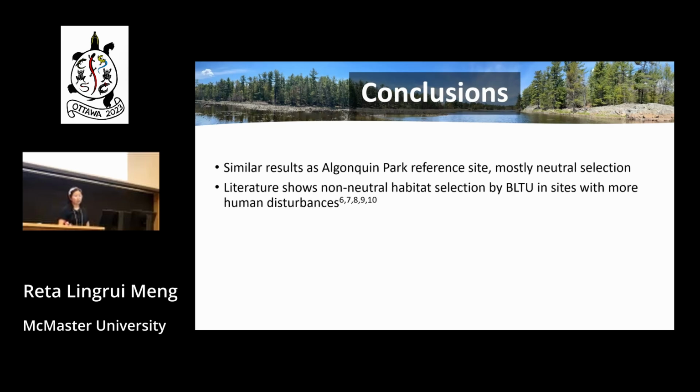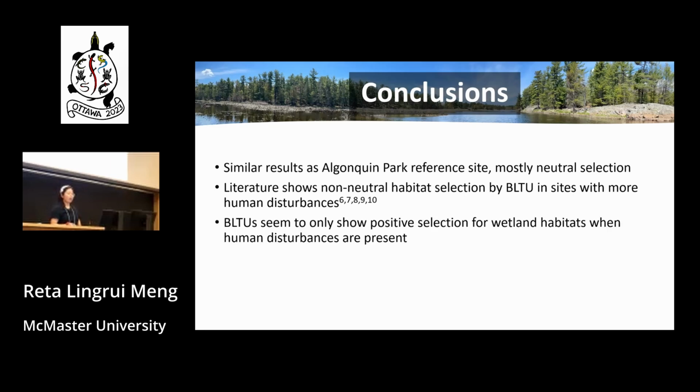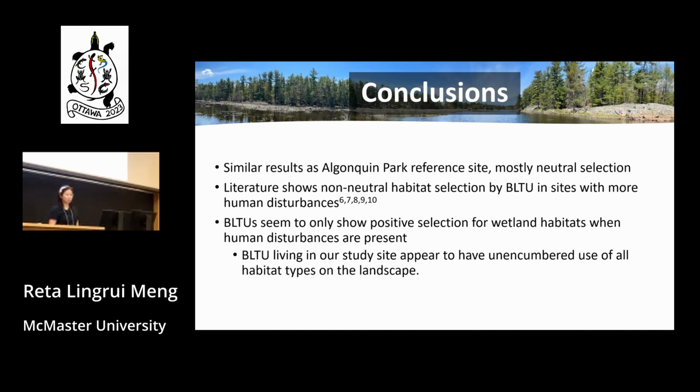And then compared to other literature, it often shows that non-neutral habitat selection by Blanding's turtles in sites occurred more with human disturbances. And Blanding's turtles seem to only show positive selection for wetland habitats when human disturbances are present when compared to literature. And so we're basically concluding that Blanding's turtles living in our study site appeared to have unencumbered use of all the accessible habitats on the landscape to them. And then this population is a good reference site for us to compare with other populations.